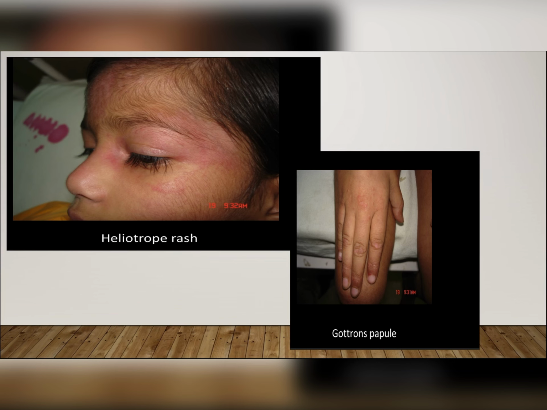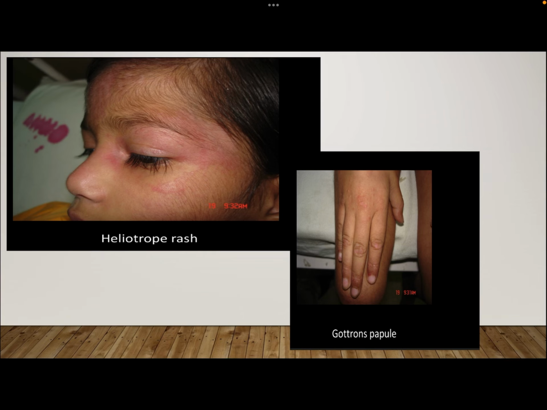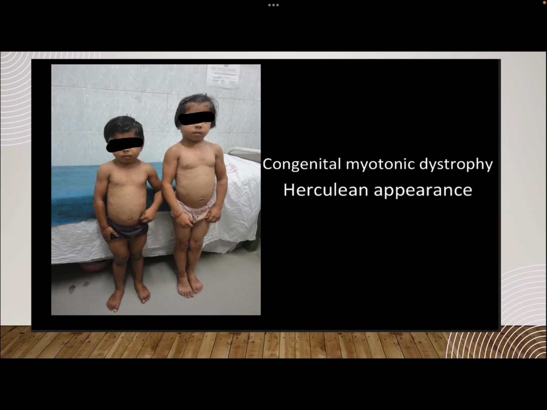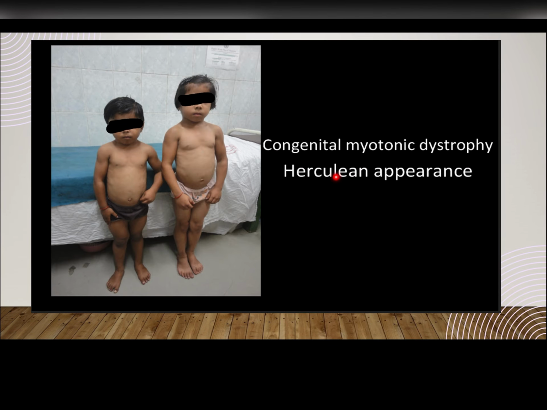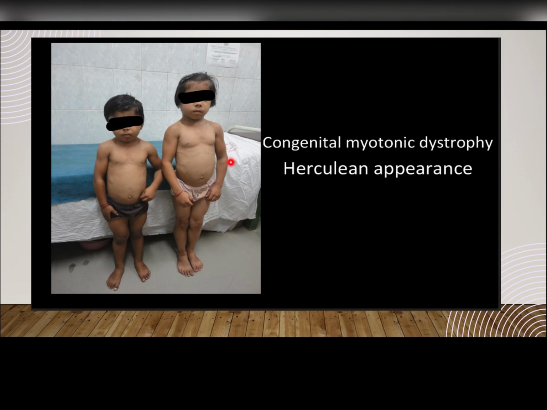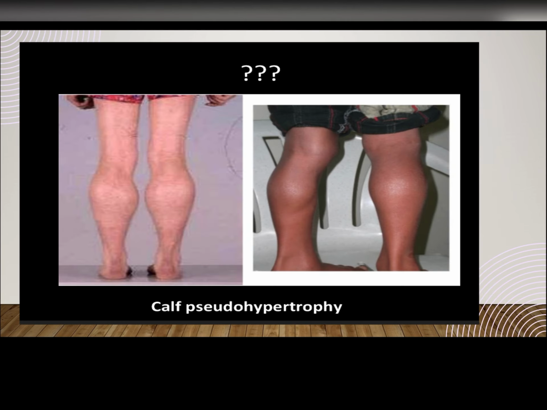In the clinical examination you can find heliotrope rash, and this is Gottron's papule. It is seen in cases of dermatomyositis. Then you can find congenital myotonic dystrophies, wherein you will see the muscular pattern of these babies, like there'll be a Herculean appearance in case of myotonic dystrophies. There'll be calf hypertrophy. See, this is calf pseudohypertrophy.